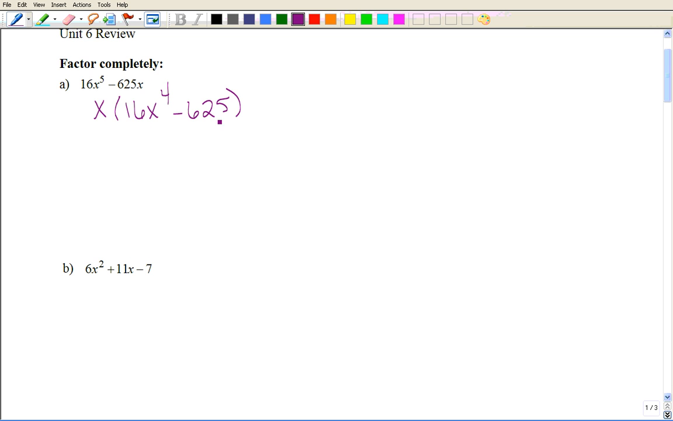And then this is actually a difference of two perfect squares, a 16x to the fourth minus 625. So I'll leave the x in the front, and I think, okay, what's the square root of 16x to the fourth? Well, that's 4x squared. So I'll put that in the front of each. And then the square root of 625 is 25, so I'll put that second in each binomial. And then I need opposite signs.